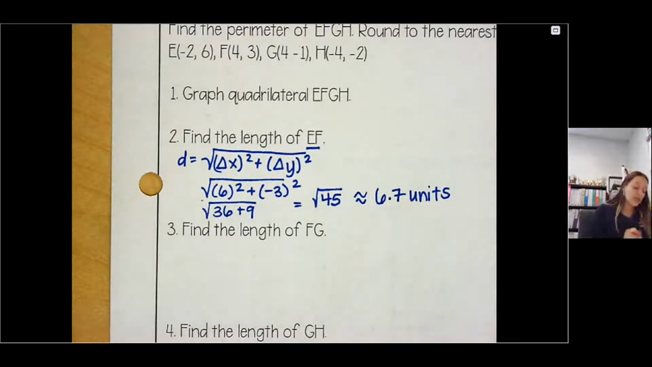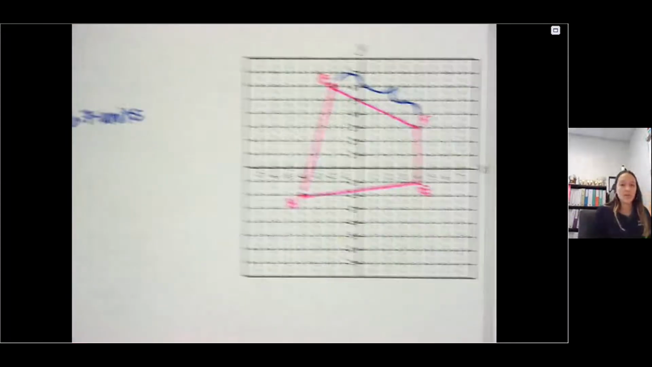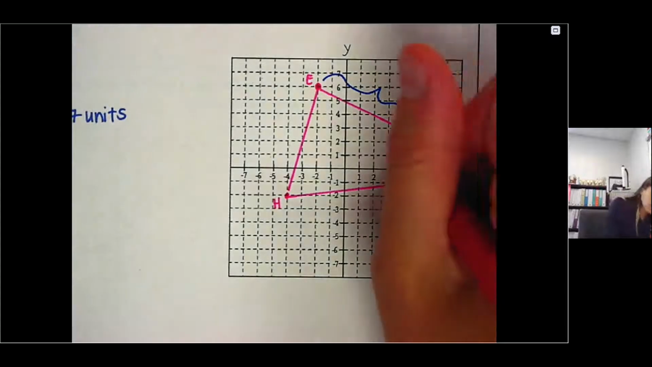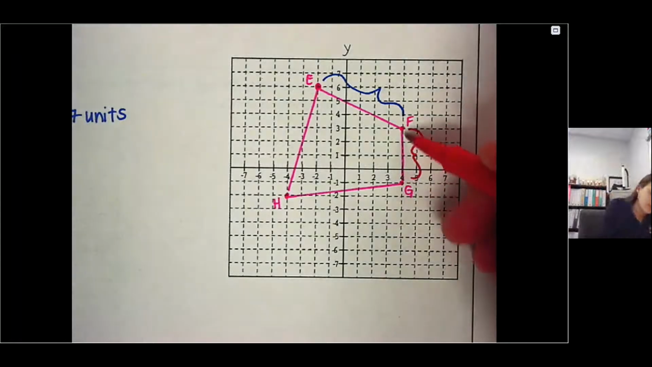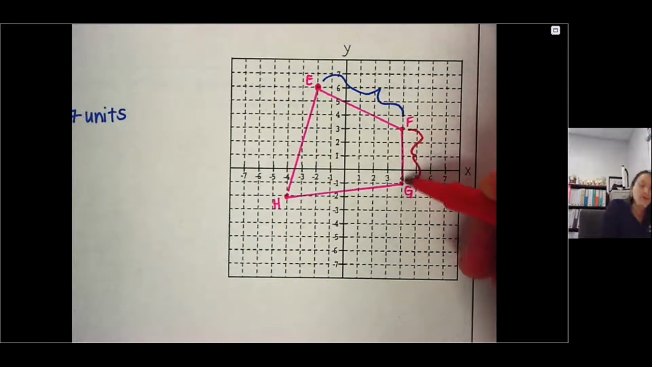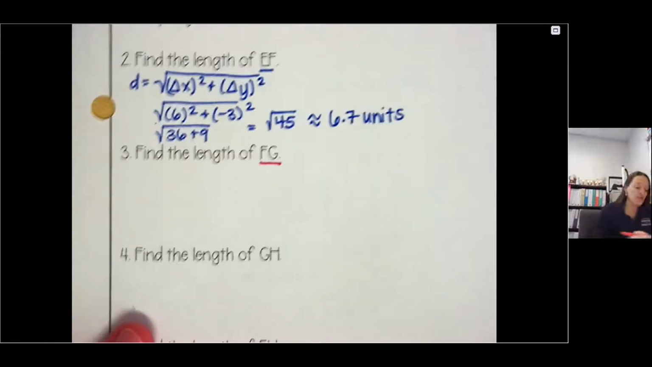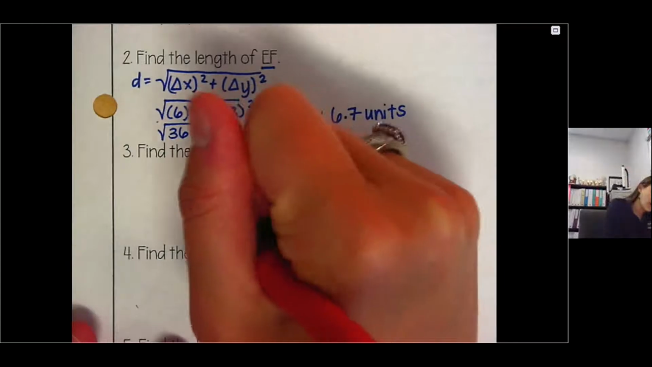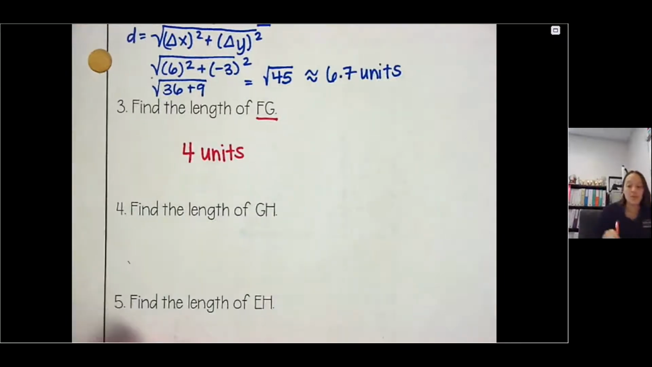The second length is the length of FG. I'm going to come back to my picture here, and what I notice for FG is that this is a vertical line. If it's perfectly vertical or perfectly horizontal, you can just count the boxes. You don't actually have to do the distance formula. So if we're just counting from F to G, that's 1, 2, 3, 4 units, or 4 boxes away. I'm not even going to do the distance formula for this one. I just know it's 4 units. Just lovely, one less thing I've got to do.